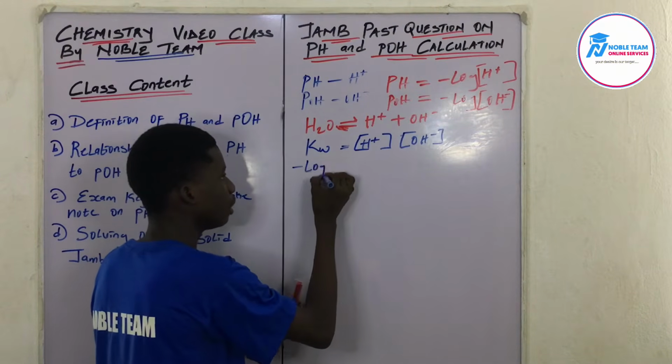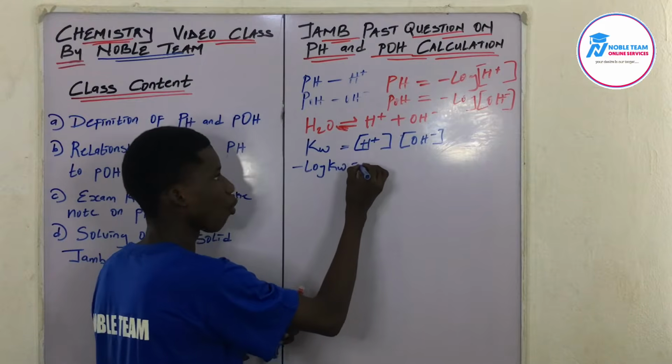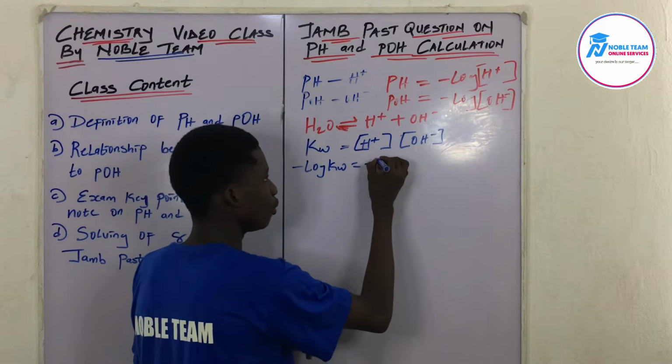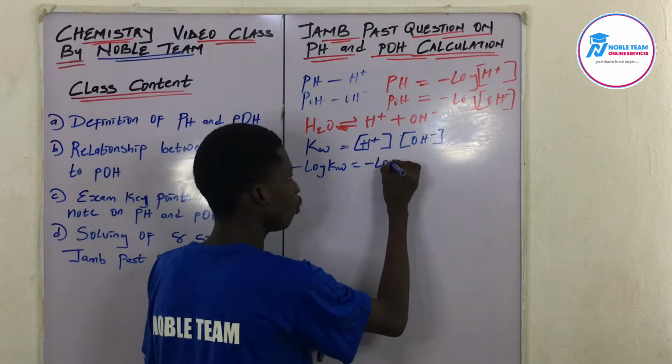Kw is now equal to minus log [H+] then minus log [OH-]. Now, this is what I mean by taking the log of this.